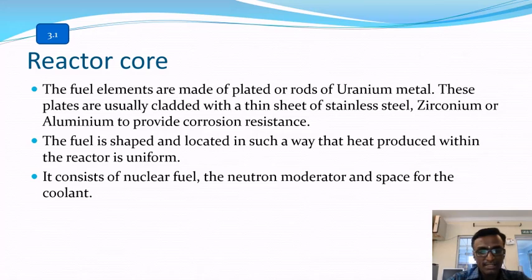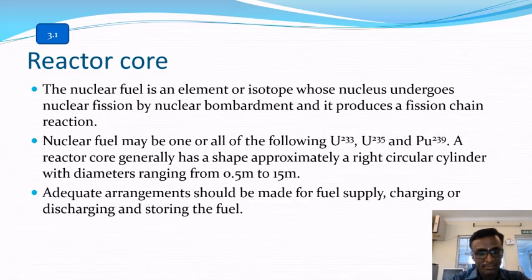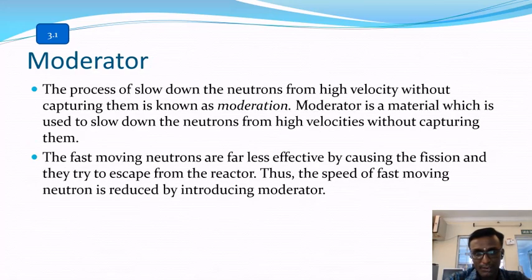So as you can see here, the reactor core consists of the nuclear fuel, the neutron moderator, and the space for the coolant. The nuclear fuel is an element or an isotope whose nucleus undergoes nuclear fission by nuclear bombardment, and it produces a fissionable chain reaction. So adequate arrangement has to be made for the fuel supply as well as charging, discharging, and the storing of the fuel.